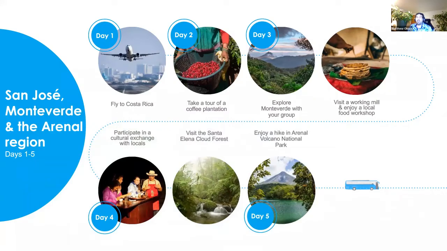Once we're there, we'll kind of hit the ground running. We'll have one night at a hotel in the city, and then it's next morning real early up and going. We're going to take a tour of a coffee plantation. Costa Rica has some of the best coffee in the world.